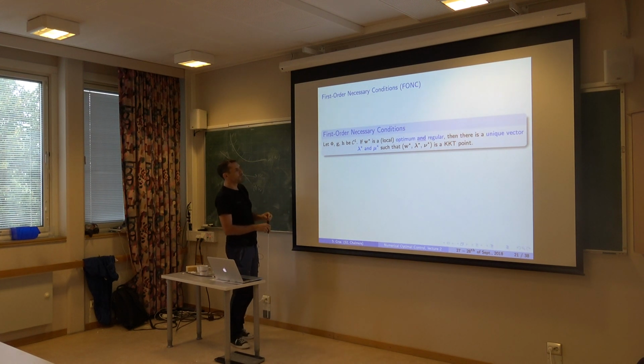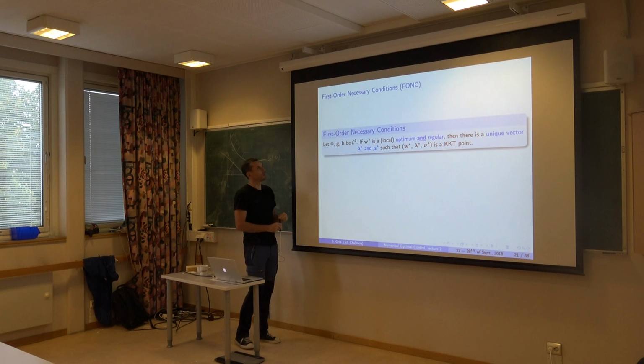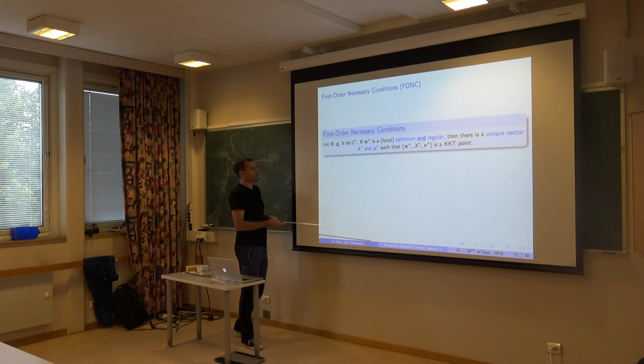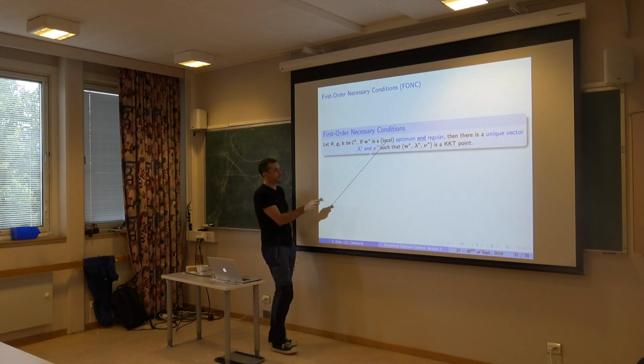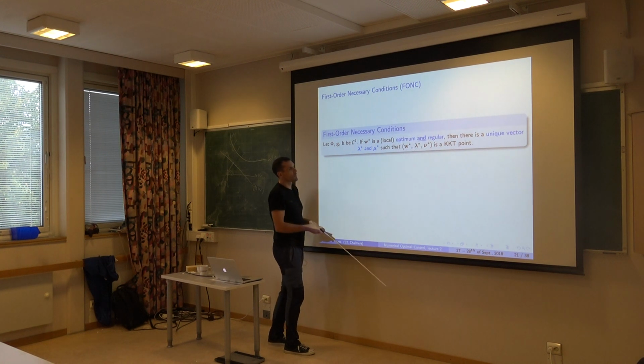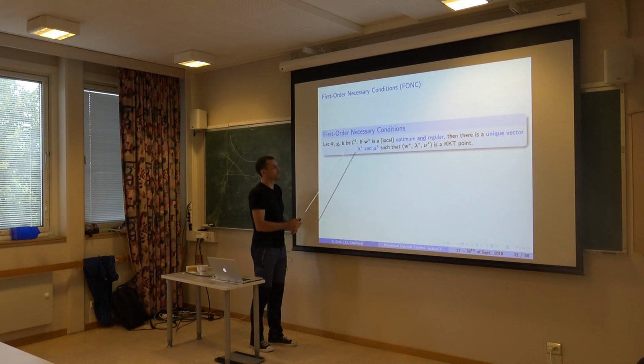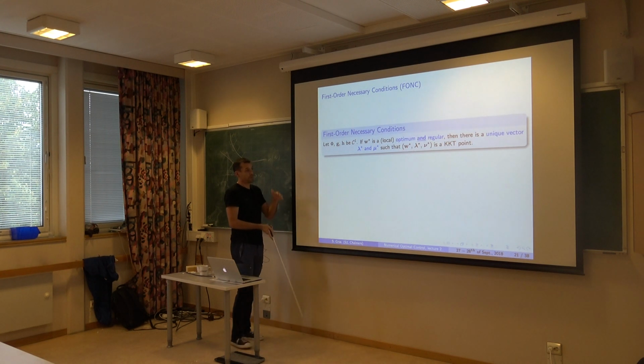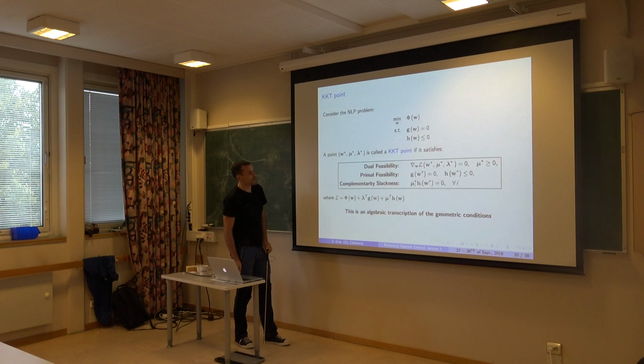So what I said before applies also in the inequality constraint case. And so these are the first order necessary conditions of optimality. If a point is a local optimum and regular, then there is a vector lambda and mu such that this triplet is a KKT point. So you can find a lambda and mu, and they are unique, such that you satisfy these algebraic conditions here.